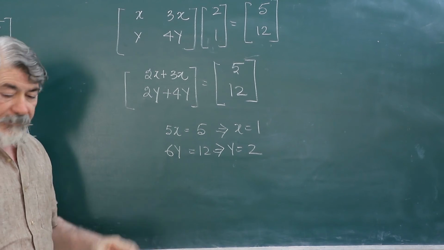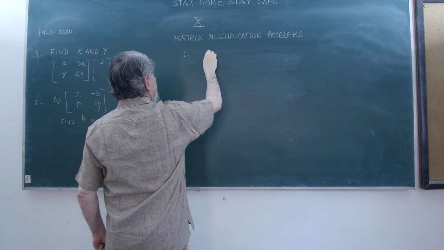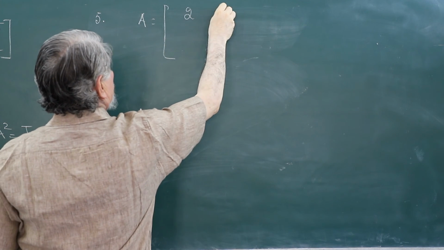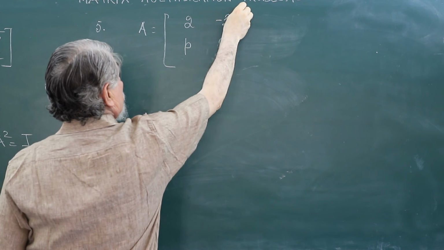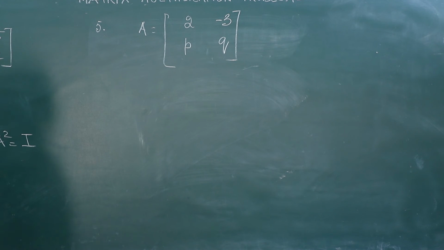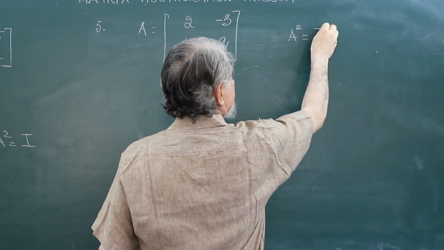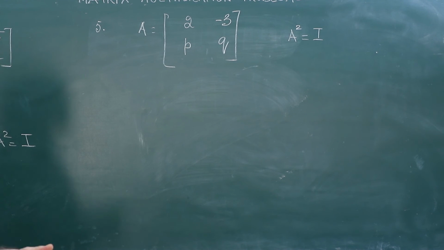Okay. Question number 5 in this is, he says A is a matrix. It is given, the matrix A is [2, minus 3; P, Q]. He says find P and Q if A square is equal to I. I means identity matrix. I is a unit or identity matrix.